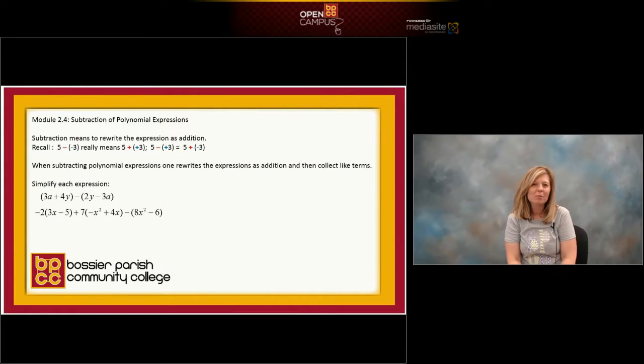Welcome back. Now we're in module 2.4 and we're actually ready to do subtraction of polynomial expressions. Now, this is the really cool thing. We never do the operation of subtraction in algebra. According to our definition from first grade, subtraction means to add the opposite. Therefore, every subtraction statement should be rewritten as addition. Now you're going to say, why would we do that? We would do that because physically speaking, it would make more sense.